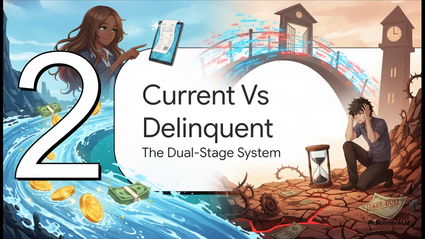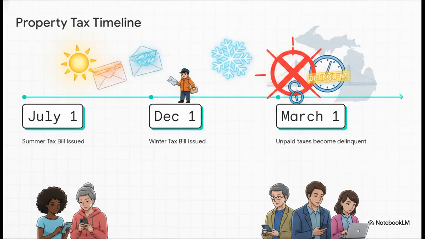This is a dual-stage system that dictates exactly where and how you have to pay your bills. So in Michigan, real property taxes are levied semi-annually. On July 1st, your local municipality issues your summer tax bill. And then on December 1st, they issue the winter tax bill. During these periods, you pay your local city or township directly.